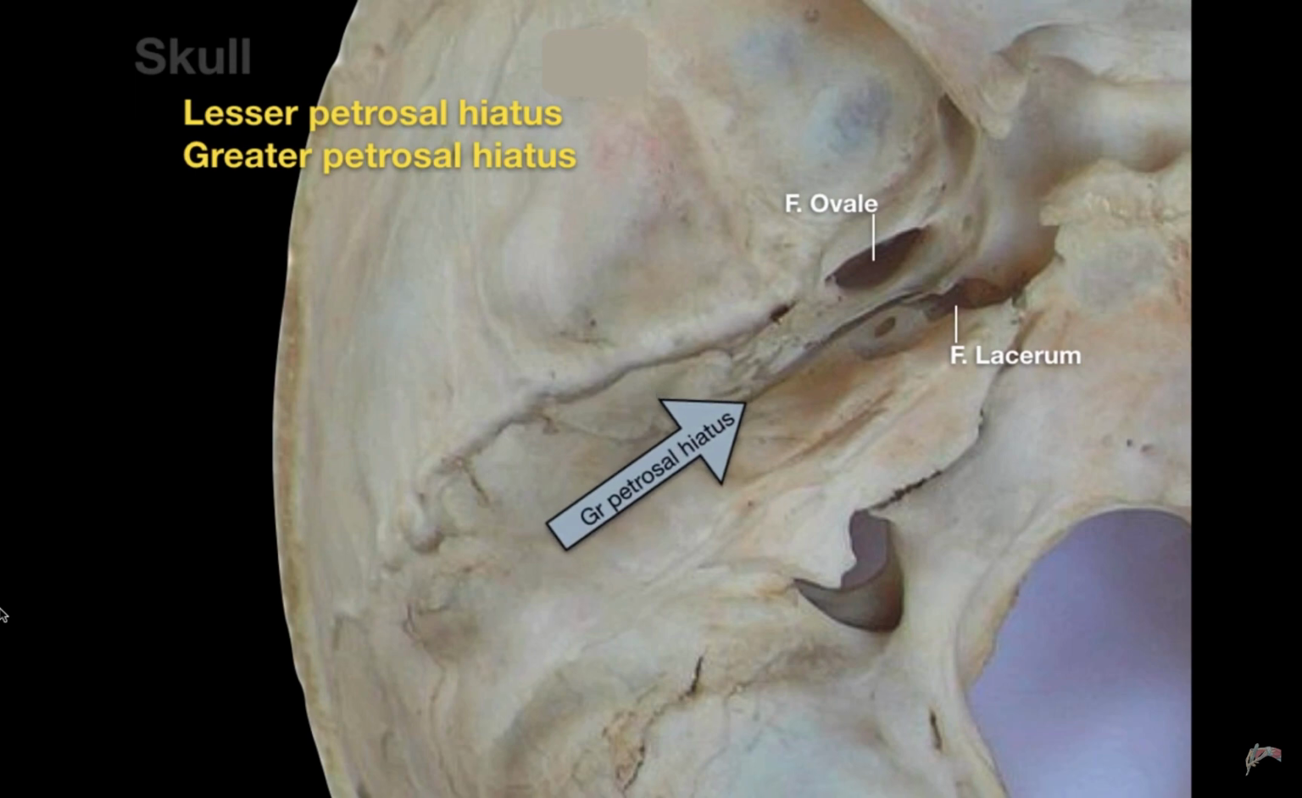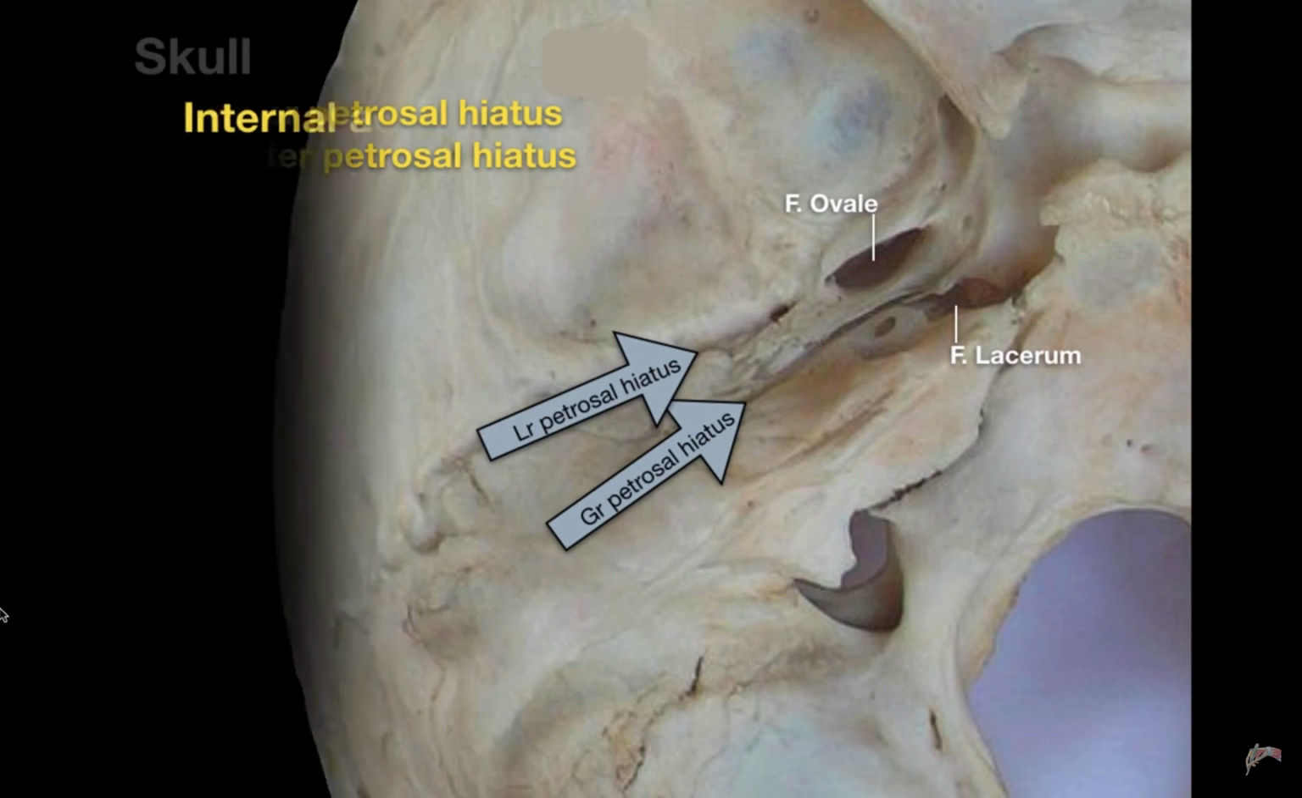Now, the greater petrosal hiatus, and a hiatus is an opening, gives rise to the greater petrosal nerve that traverses kind of through that foramen lacerum, synapses in the pterygopalatine ganglion, and then innervates the lacrimal and nasal palatal glands to make your eyes water and mucus to give you moist mucous membranes. There's our greater and lesser petrosal hiatus.